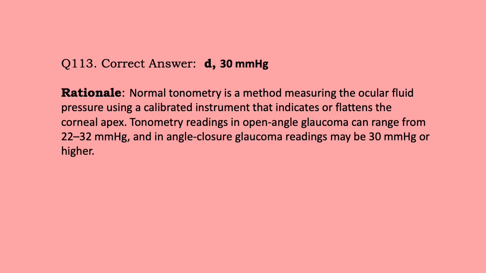Rationale: tonometry is a method of measuring the ocular fluid pressure using a calibrated instrument that indents or flattens the corneal apex. Tonometry readings in open-angle glaucoma can range from 22 to 32 mm of mercury, and in angle closure glaucoma readings may be 30 mm of mercury or higher.